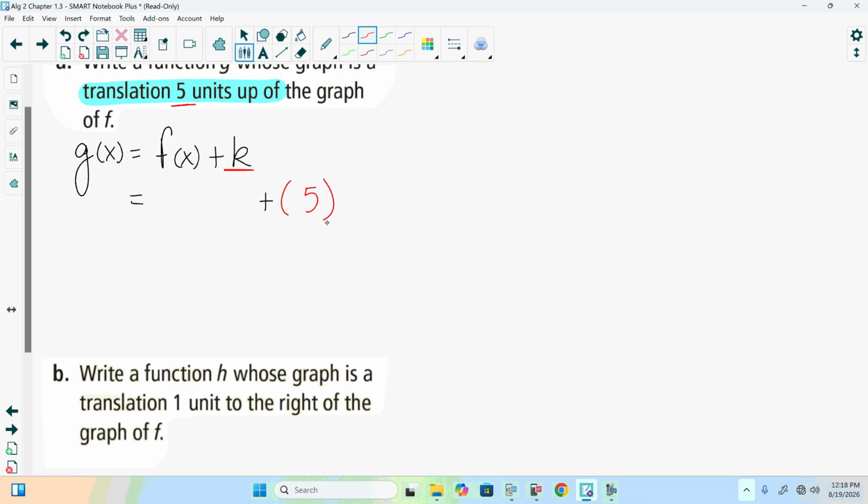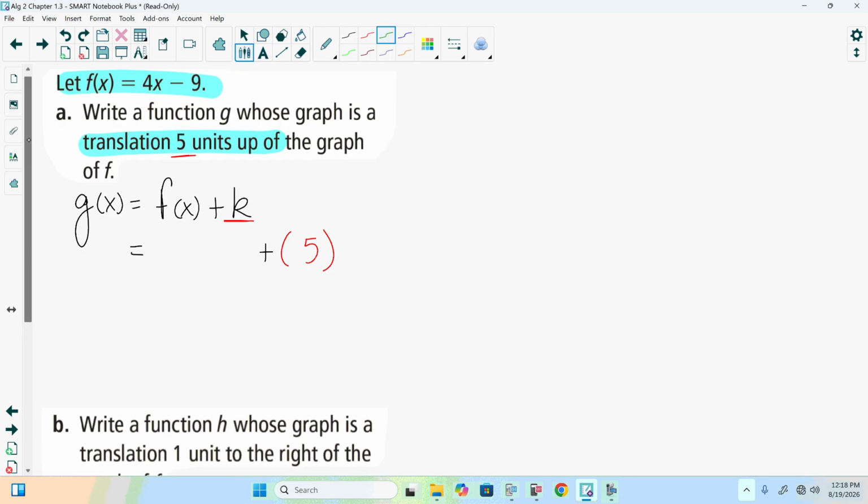Because if we're going up, up is positive, so it's going to be positive 5. So we're good there. Here we still have just f of x. We don't have f of x plus 2. We don't have anything inside those parentheses besides x, yes? So technically what I'm doing is replacing this x with x, which doesn't do anything. It just gives us that function back.